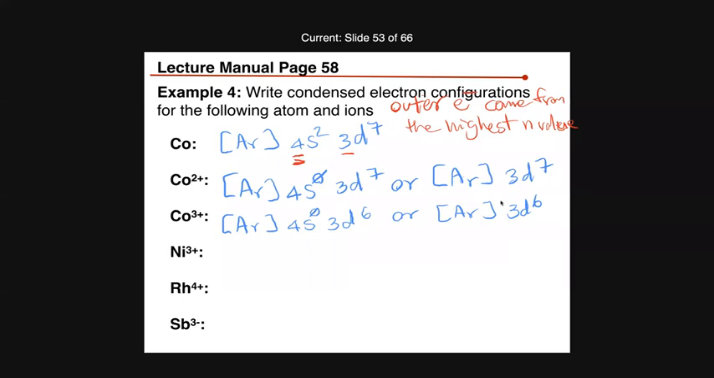All right, so I would like you to pause the video now and write the condensed electron configuration for these 3 ions. Again, the best way to do this is to start from the neutral element, like cobalt right here, and then go from there, because it's easier. All right, let's pause the video and do this, and then come back to check your answer with me.